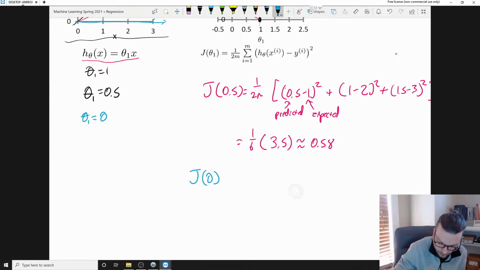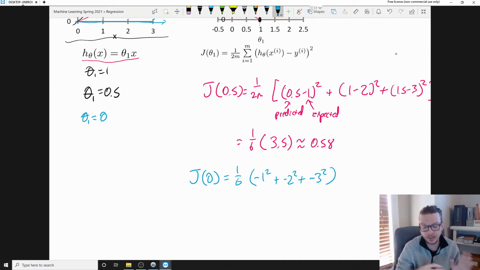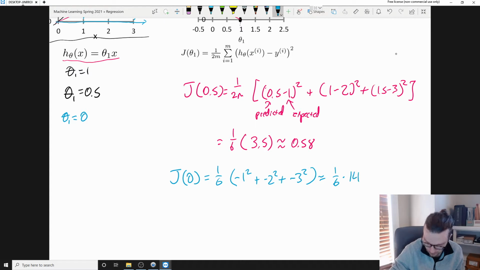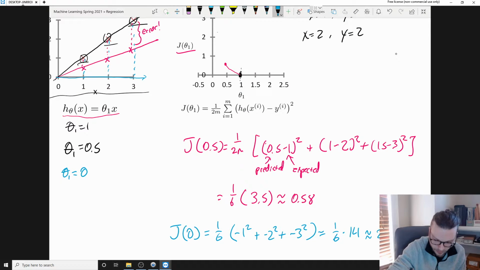So for j equals 0, we're going to end up with 1 over 6 times 1 squared. Let me make sure. So technically, just so I don't get away from myself, it's going to be negative 1 squared plus negative 2 squared plus negative 3 squared. Because it's predicted minus expected, we're always predicting 0, so we're going to end up with negative values. But luckily, the squared takes care of that. And we end up with 1 over 6 times 14, which is about 2.3.